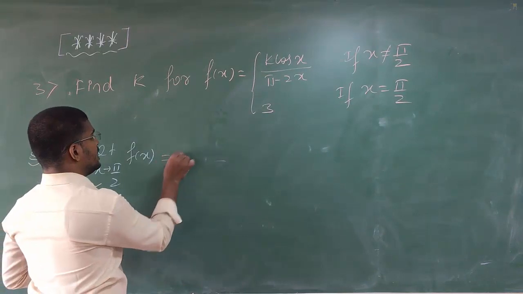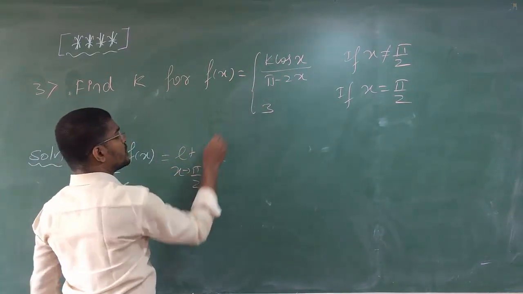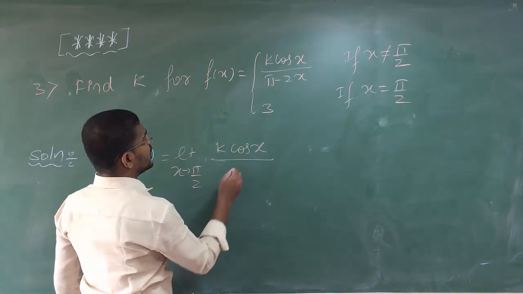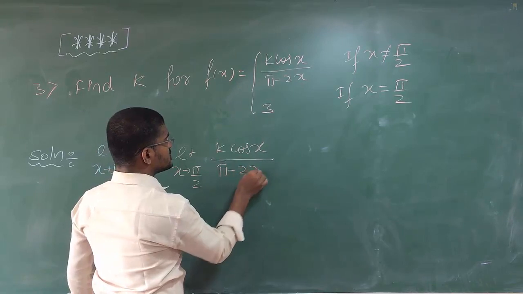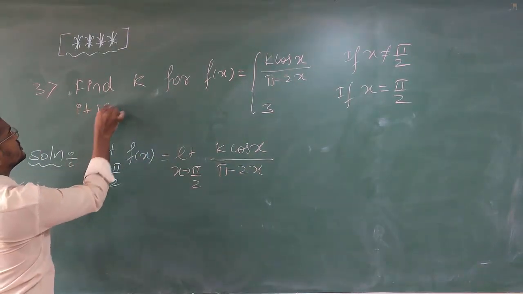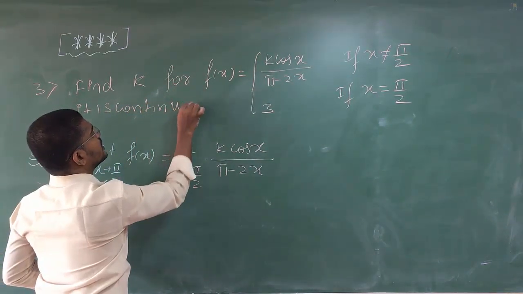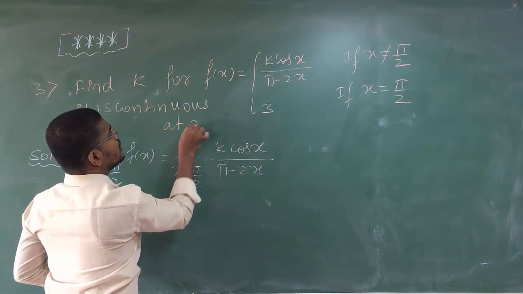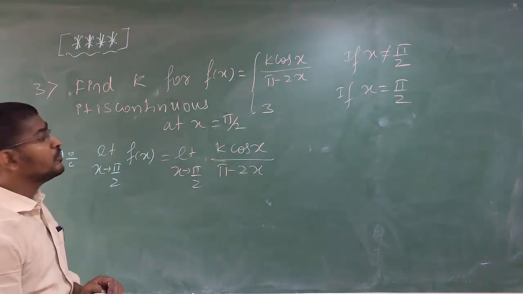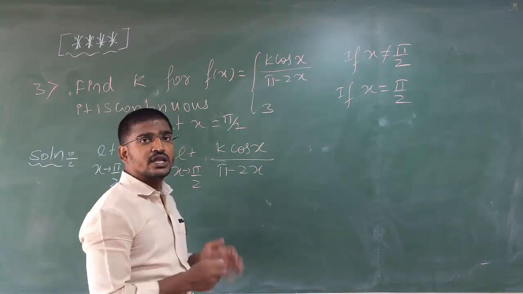So that is limit as x tends to pi by 2. What is your f of x? K into cos x divided by pi minus 2x. Clear? So it is continuous. It is continuous at x equal to pi by 2. It is already given in the problem, so no problem. Limit as x tends to pi by 2 of f of x, this is your given function.